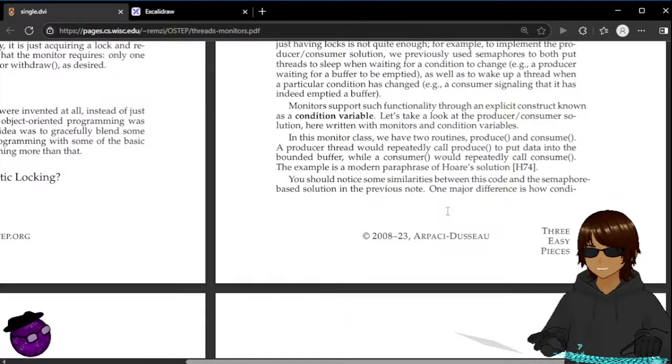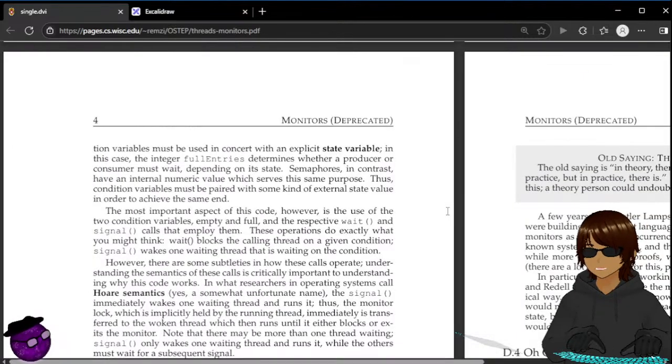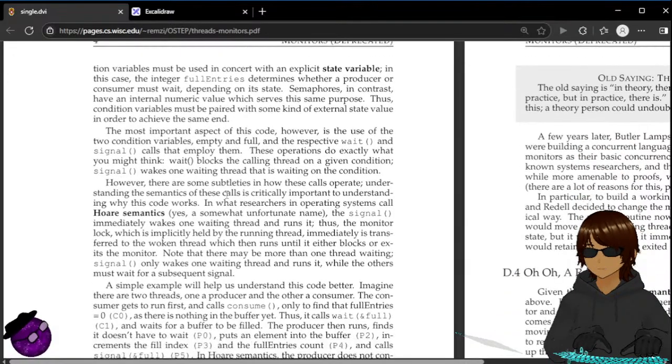One major difference is how condition variables must be used in concert with an explicit state variable. In this case, the integer for entries determines whether a producer or consumer must wait depending on its state. Semaphores, in contrast, have an internal numeric value which serves the same purpose. Thus, a condition variable must be paired with some kind of external state value in order to achieve some end.